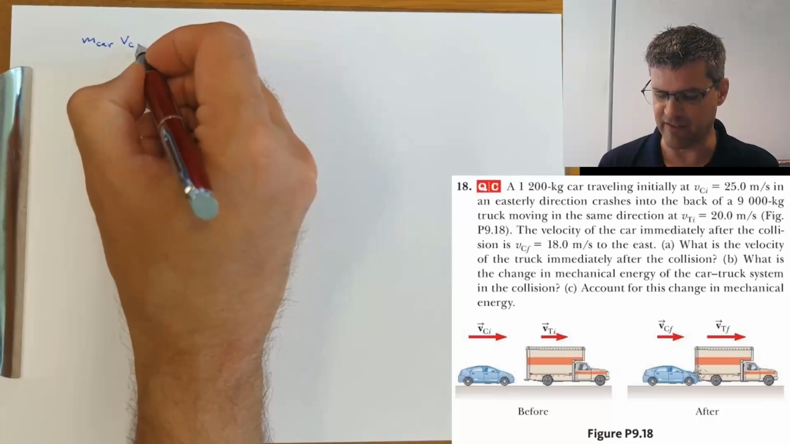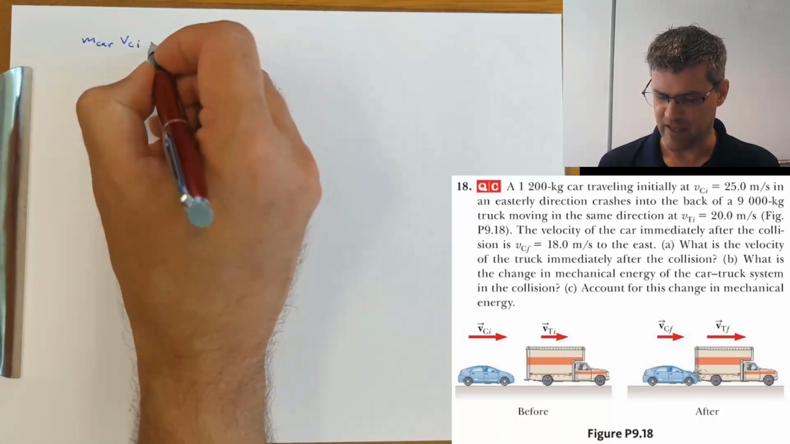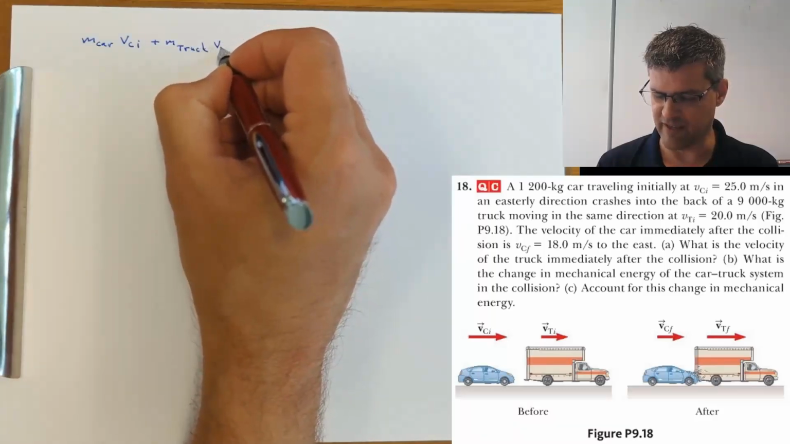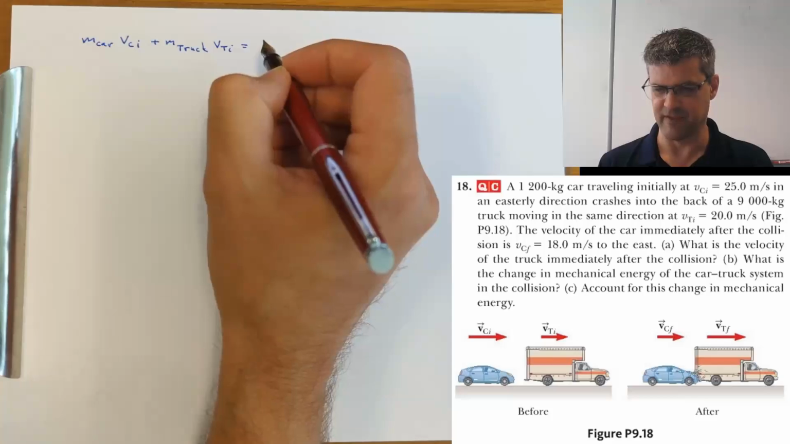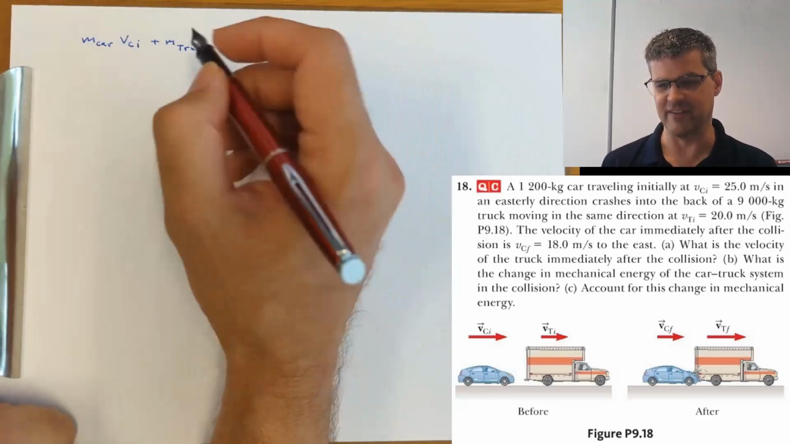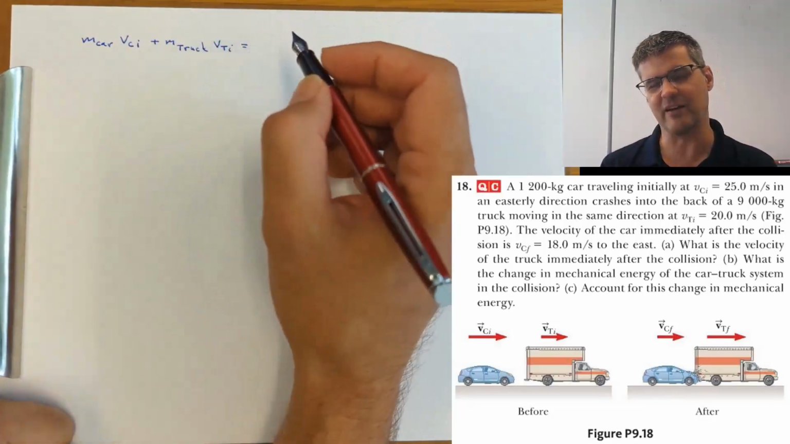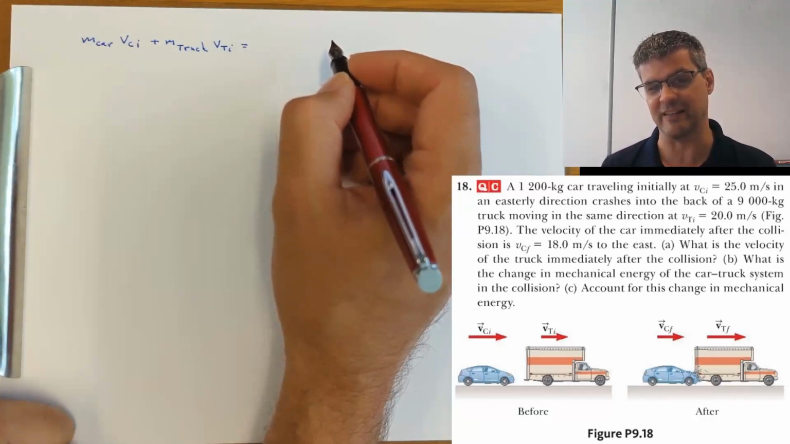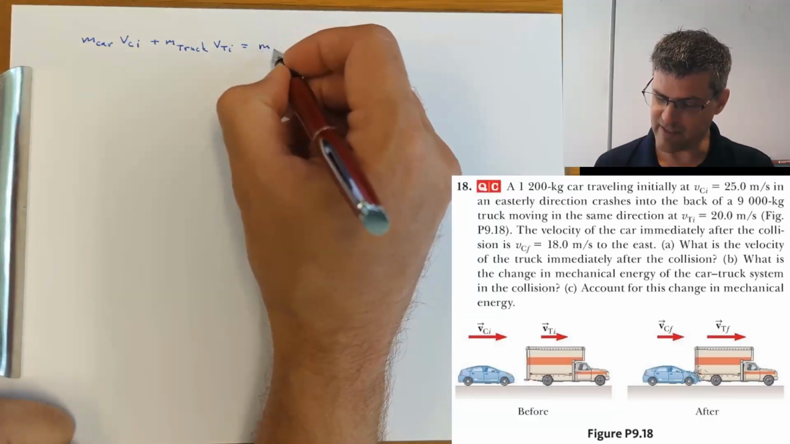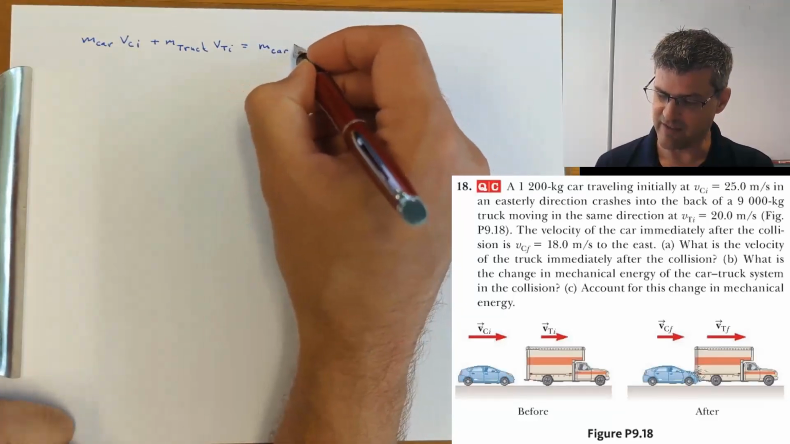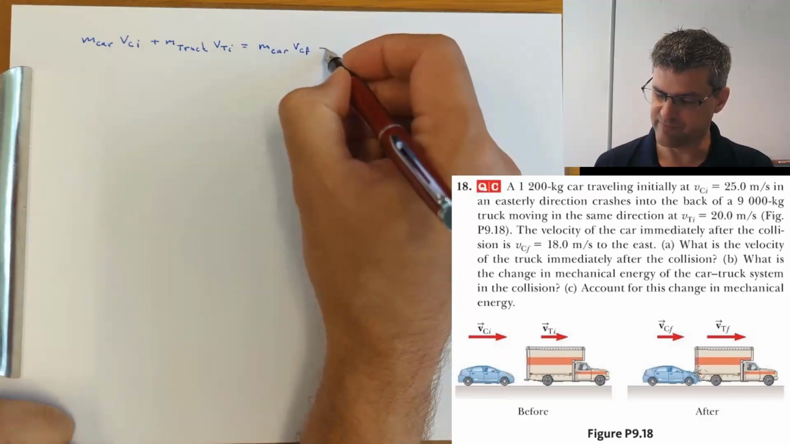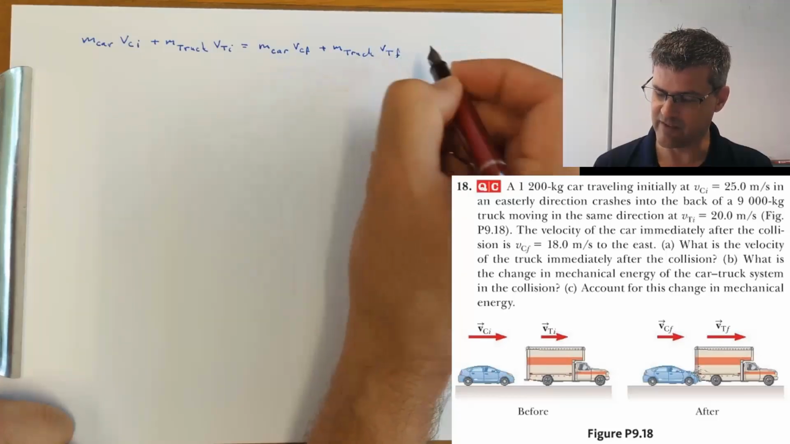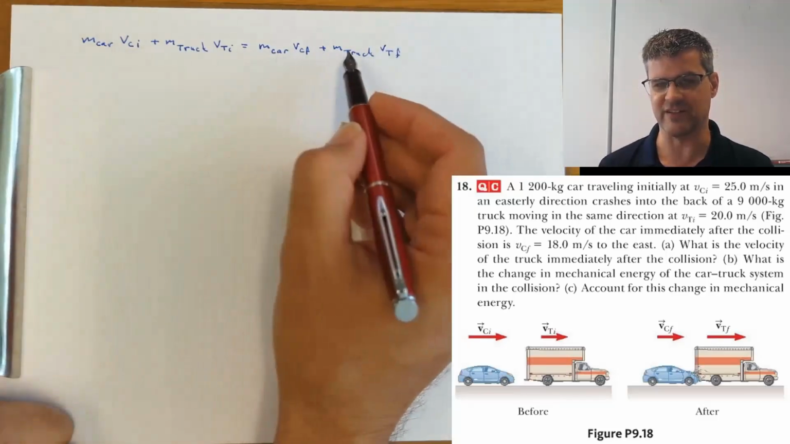But in this problem, before the collision happens, we have the car moving along at V of the car initial. And we have the truck moving along at V of the truck initial. Now, after the collision, these two things hit each other, but they don't remain one object. They remain two separate objects. This is not a perfectly inelastic collision. So what we see is we're going to have the mass of the car times V of the car final, plus mass of the truck times V of the truck final. This is what conservation of momentum means.